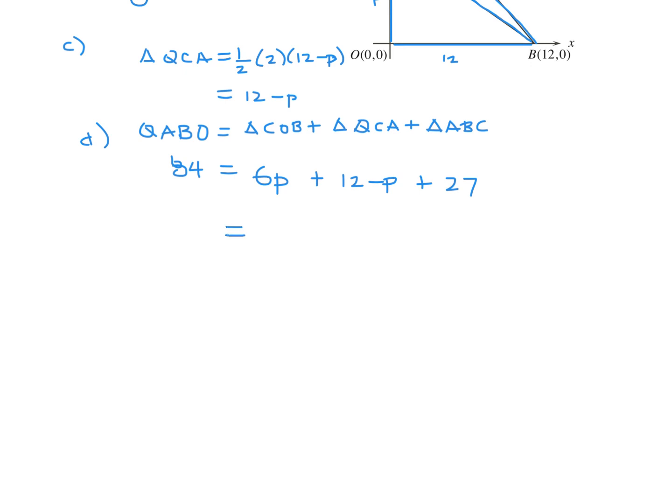Well, let's see here. 84 minus 27 is what? 47, I believe. And then we have to subtract 12, so 35. Or hold on, let me make sure I get my numbers correct. This will be just 5p, and this is going to be 45. Got to learn how to add and subtract here. So then when I divide through, it just gives me 9. And that's pretty much all they wanted. P is equal to 9.